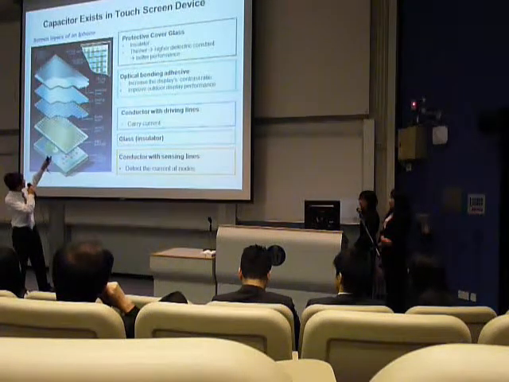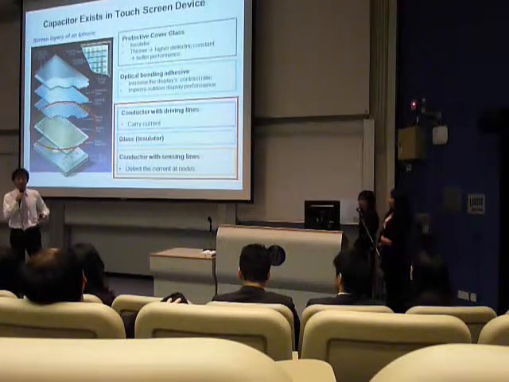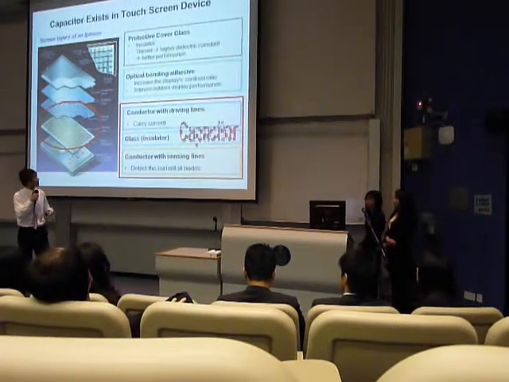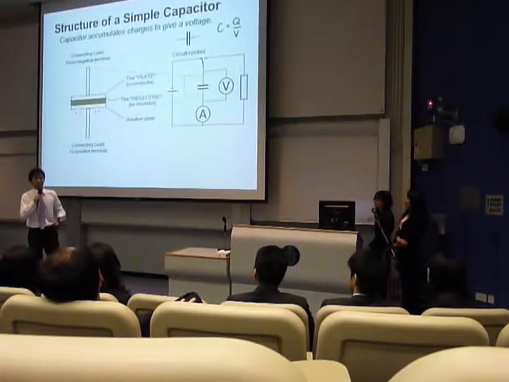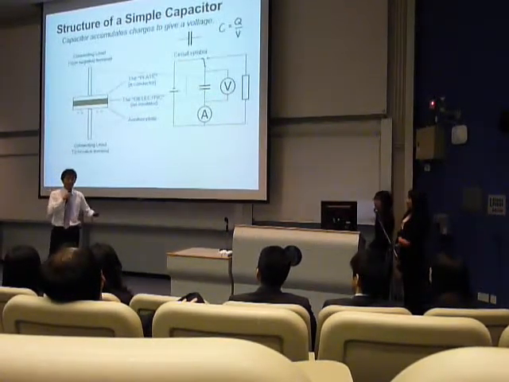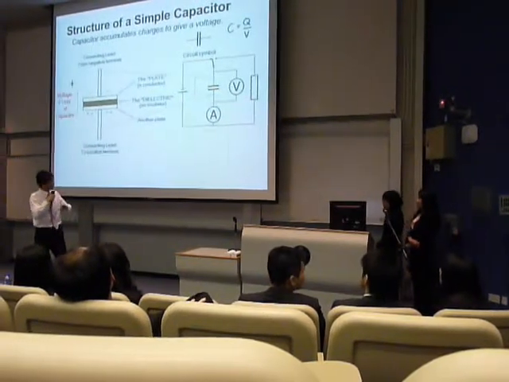Let's take a look at the structural layers of an iPhone. The innermost 3 layers form a capacitor. So how can the capacitor act as a touchscreen and sense your touch? Let's show you everything first.